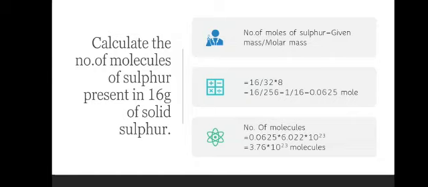Now what do we need to do? For finding the number of molecules, we need to multiply this number of moles with the Avogadro number. You know the Avogadro number, right? Last class we learned 6.022 into 10 raised to 23 is the Avogadro number. So what is the number of moles here? 0.0625 into the Avogadro number, 6.022 into 10 raised to 23. That is equal to 3.76 into 10 raised to 22 molecules.